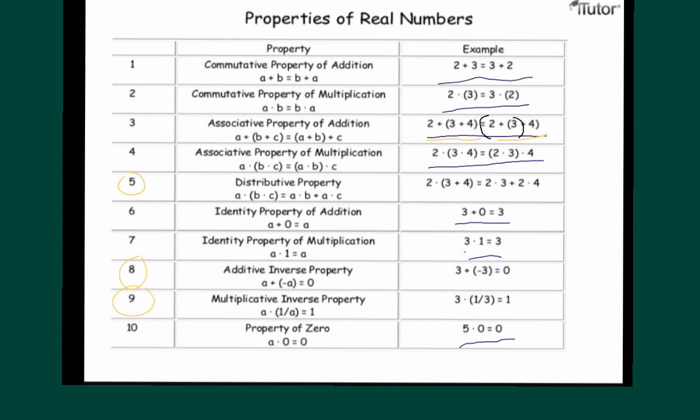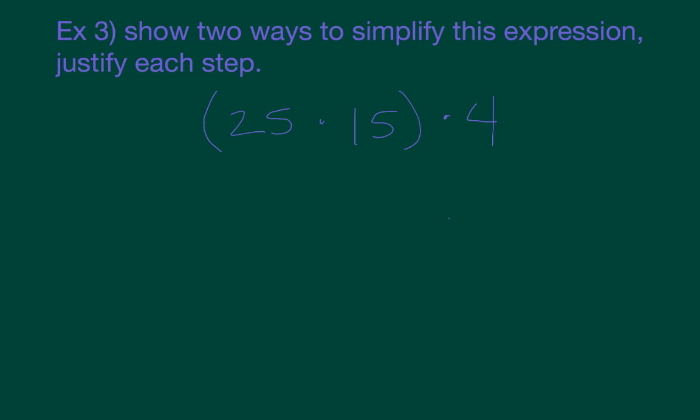Let's take a look at an example to help explain this a little bit further. Example 3. Show 2 ways to simplify this expression. Justify each step. Because we're talking about 2 separate ways, I'm going to show this example in 2 separate ways. Literally, which means I'm going to write this equation out twice.